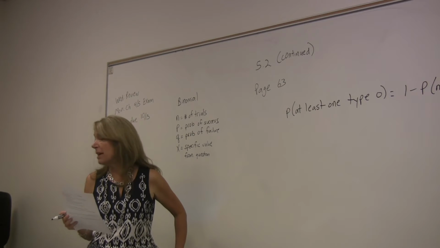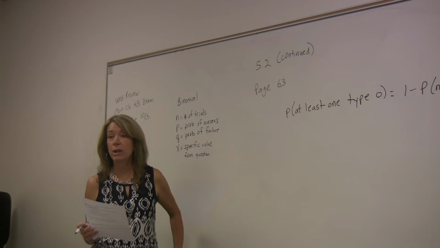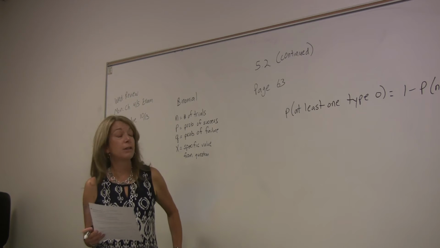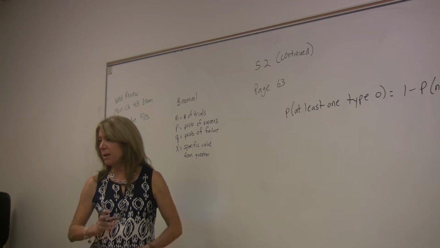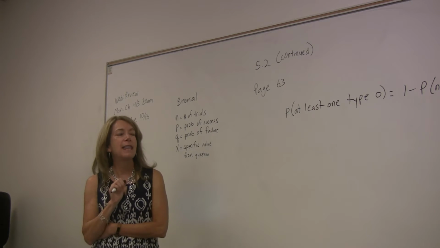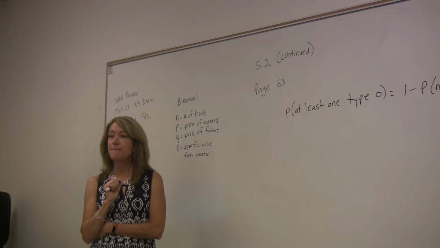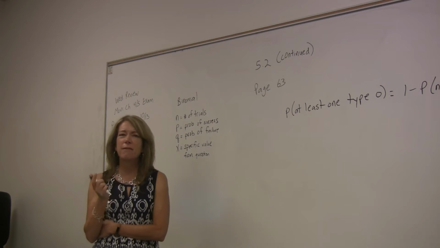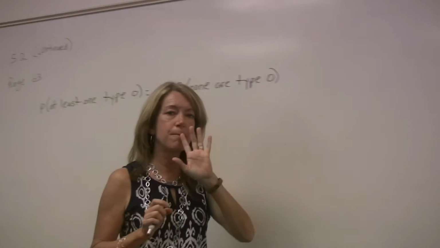Even before we learned binomial? So we didn't have to know binomial to do this problem. I'll show you in a second how we did it. If I have 5 people and none of them are type O, what am I going to do? I'm going to find the probability that none of them are type O. I have 5 people.